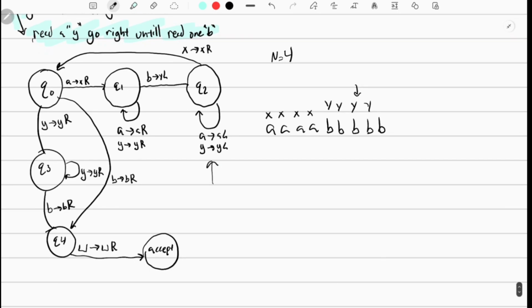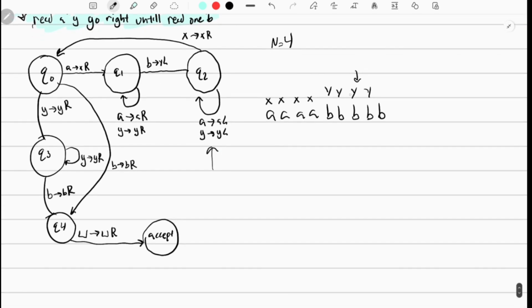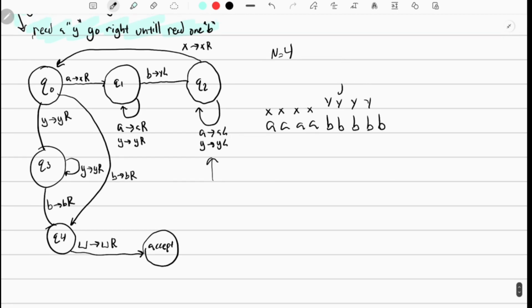Now we're at Q2. We want to go all the way back to the beginning. We're going to bypass all A's and all Y's. So Y right here, left, left. These are just arrows, they're just sloppy. And then we're going to stop until we hit an X. Once we hit an X, we're going to move to the right. So we're at this state again. So we just did that one.